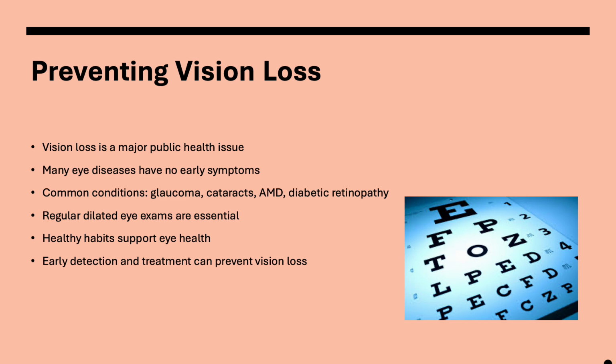Because of this, regular comprehensive dilated eye exams are critical. These exams allow eye care professionals to detect diseases early, even before symptoms appear. Early detection significantly improves the chances of successful treatment and can prevent or delay blindness in many cases. In addition to routine exams, healthy lifestyle choices play an important role in protecting vision. This includes maintaining a balanced diet, managing chronic conditions like diabetes, avoiding smoking, and protecting the eyes from UV light and injury.